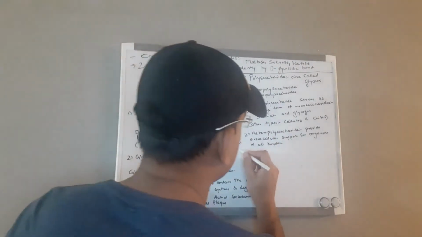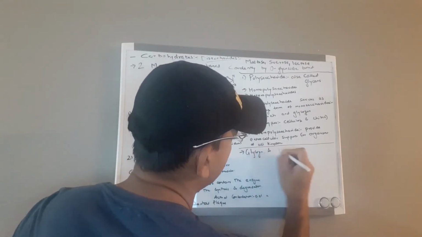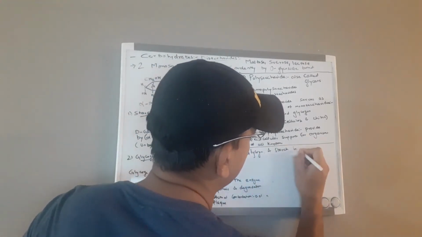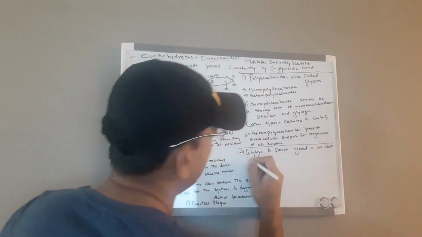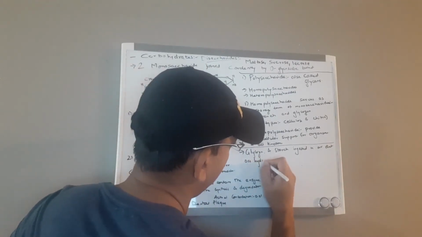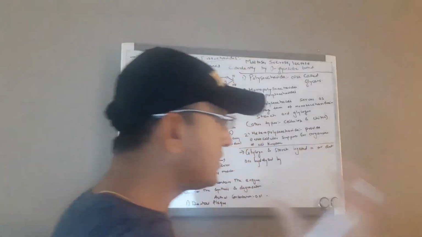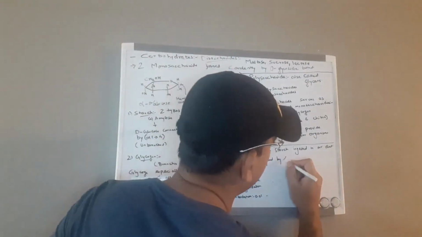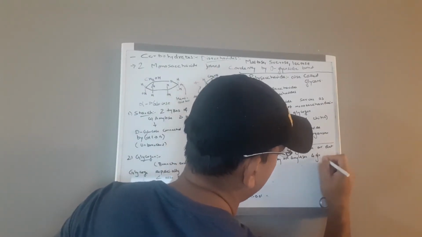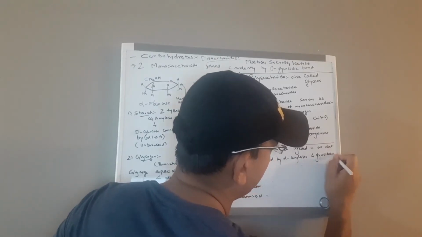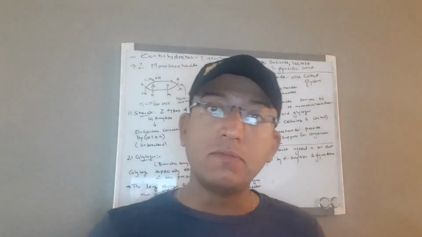So glycogen and starch ingested in our diet are hydrolyzed by alpha amylases and glycosidases, right? And these are the enzymes in saliva and the small intestine.